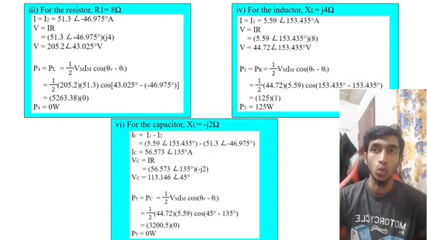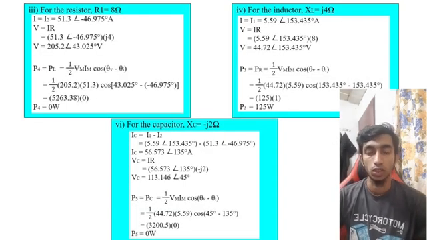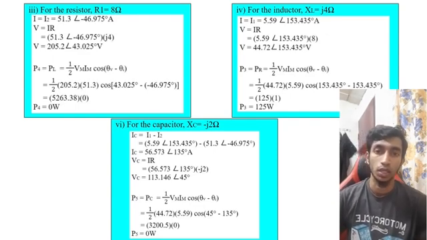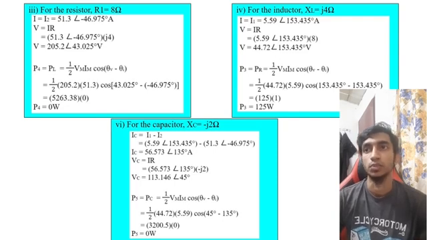And for the resistor R1, we should find its voltage first using Ohm's law, which is voltage equals current times resistance.